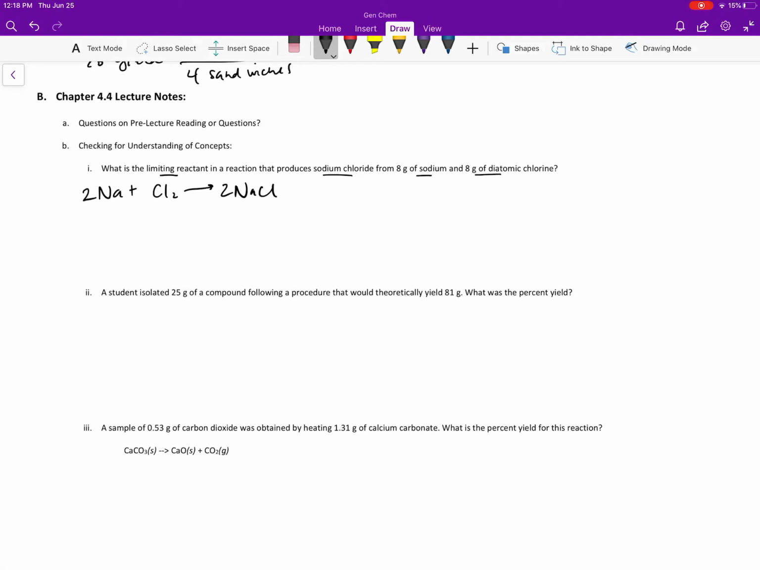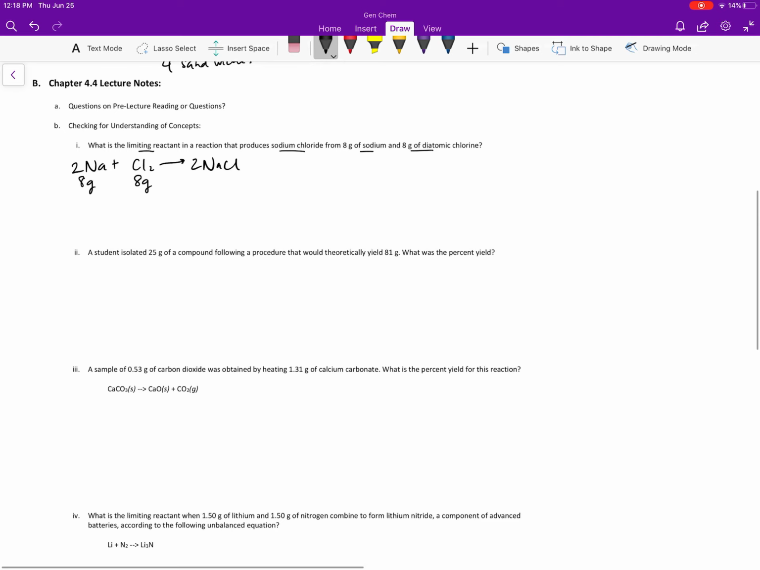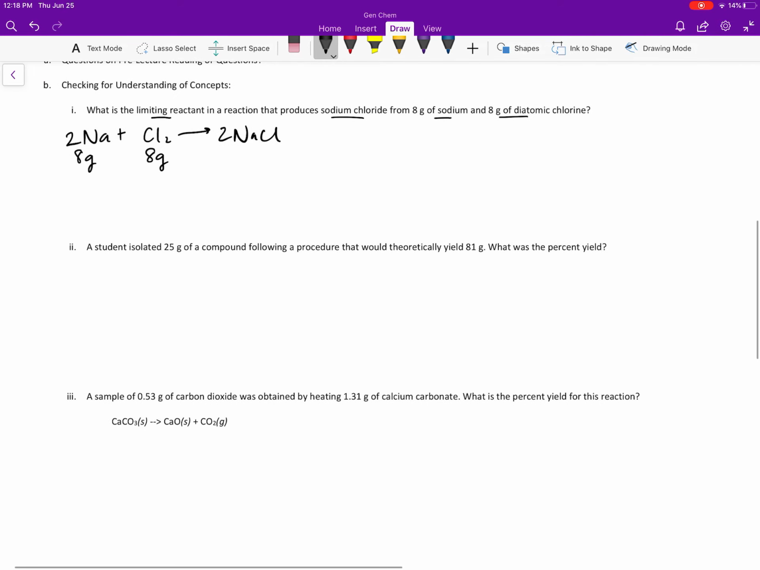I'm starting off with 8 grams of each of my starting materials, and I want to know who is going to limit. So basically, who's going to act as my bread. To do this, I can't compare bread slices, but I can compare my number of moles, because I can't compare grams. It's just not going to work because of their different masses.